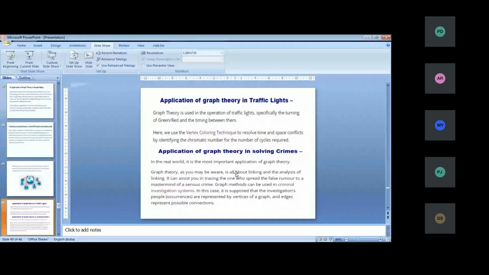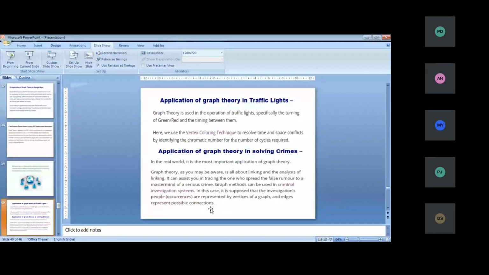Application of graph theory in solving crimes also. In the real world, this is the most important application of graph theory. Graph theory is all about linking and analyzing links. It can assist you in tracing who spread a false rumor to the mastermind of a serious crime. Graph methods can be used in criminal investigation systems. Suppose the people under investigation are represented by the vertices of the graph and the edges represent the possible connections. So suppose one person is spreading a false rumor. The people are represented as vertices, and the links between them are represented as edges.